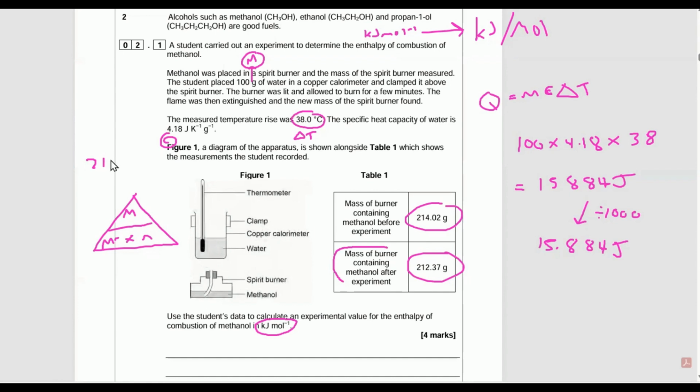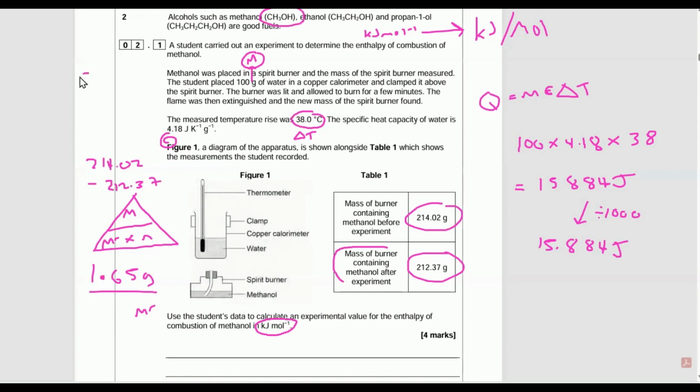214.02 minus 212.37. If I do 214.02 minus 212.37, I'm going to get my mass of fuel, and that's 1.65 grams. That's how much methanol we used. So I want to divide that by the Mr of methanol.